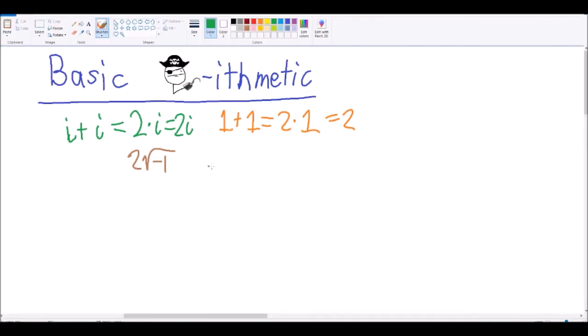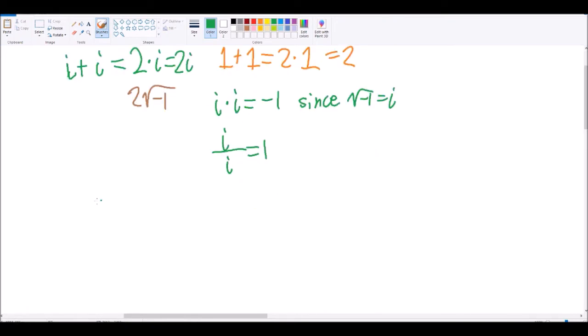Okay, great. i times i is negative 1, since i is defined as the square root of negative 1. i divided by i is 1, since any number divided by itself is 1. See, i is just another number. So what is 2 plus i equal to? Again, if we replace i with square root of negative 1, we see that, actually, we can't simplify this. So 2 plus i is 2 plus i.